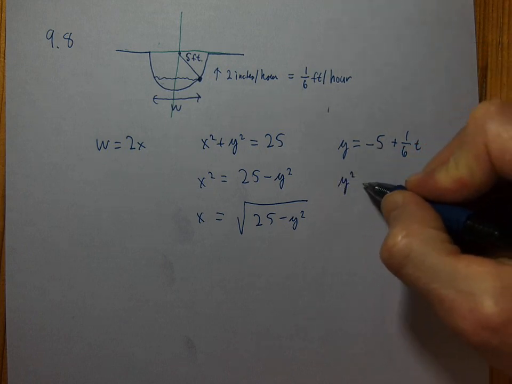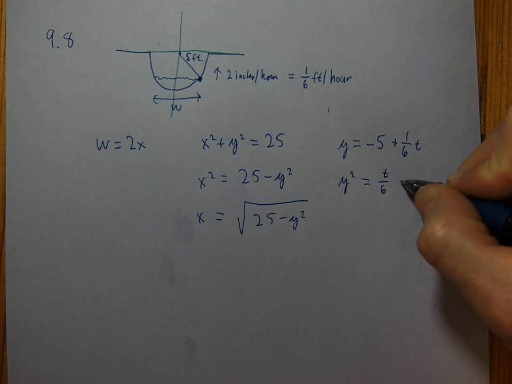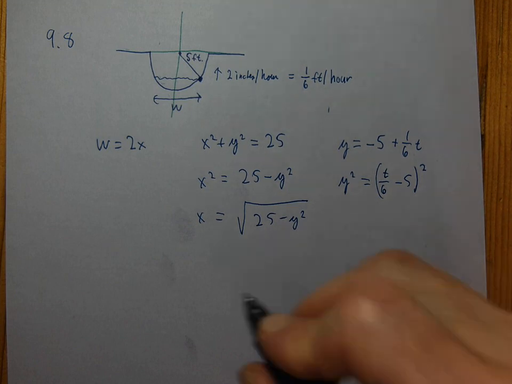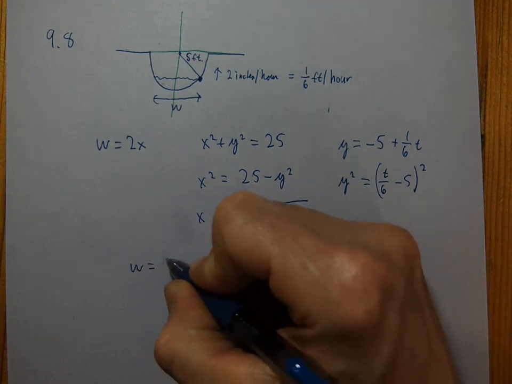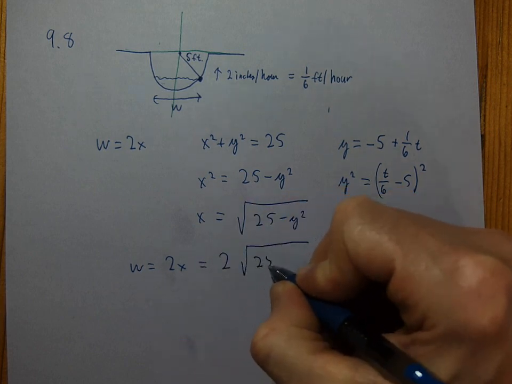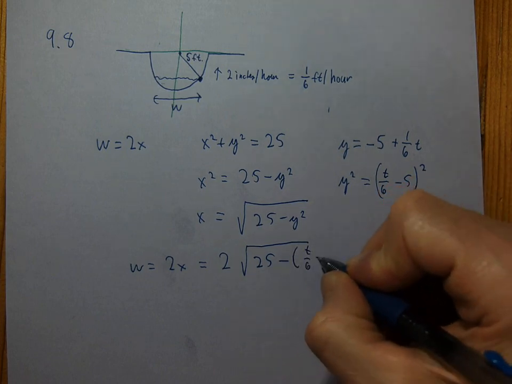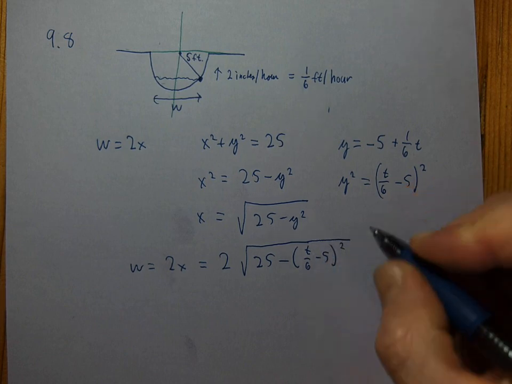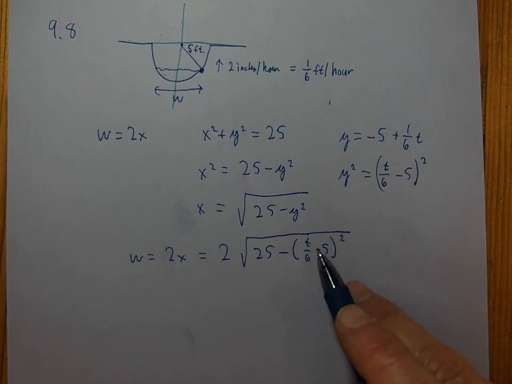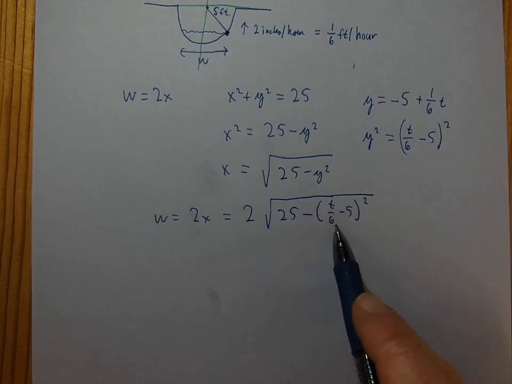So y squared is equal to, let's just say, t over 6 minus 5 squared. And we can just leave it like that. So the width then, which is 2x, is then 2 times the square root of 25 minus that. So 25 minus t over 6 minus 5 squared. And there's lots of ways we could write that. We could multiply all that out. But it's okay to leave it like this. I think that's the way the book does it for their answer. So to match their answer, we can just leave it like that. So that is the width.